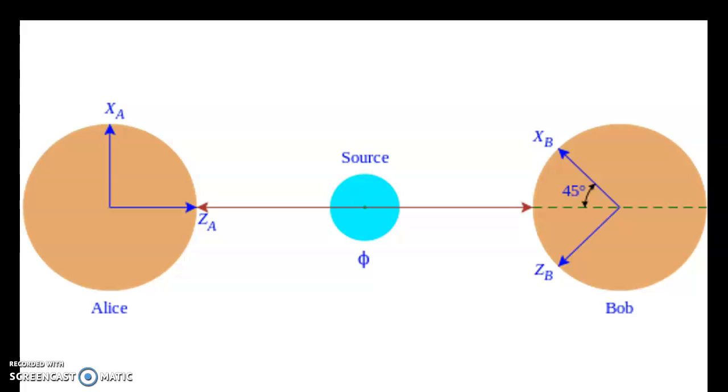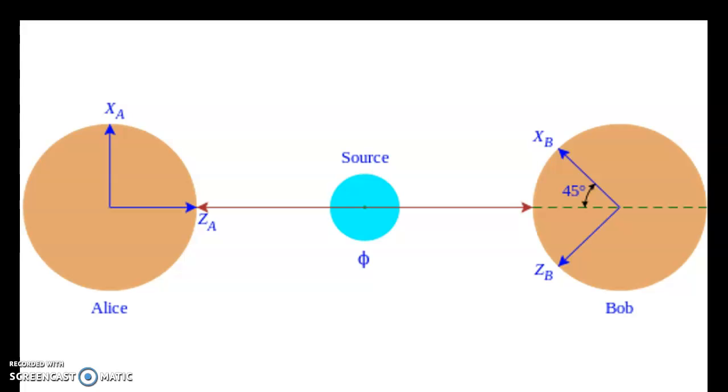Alice now measures the spin along the z-axis. She can obtain one of two possible outcomes, positive z or negative z. Suppose she gets positive z. In this case, if Bob subsequently measures spin along the z-axis, there is a 100% probability that he will obtain negative z. Similarly, if Alice gets negative z, Bob will get positive z.